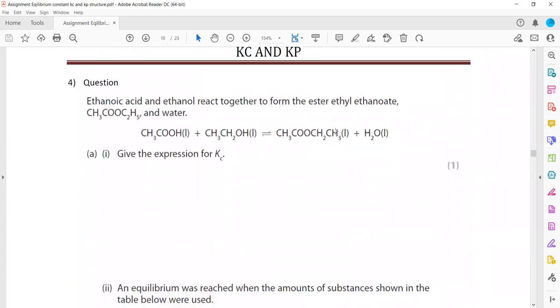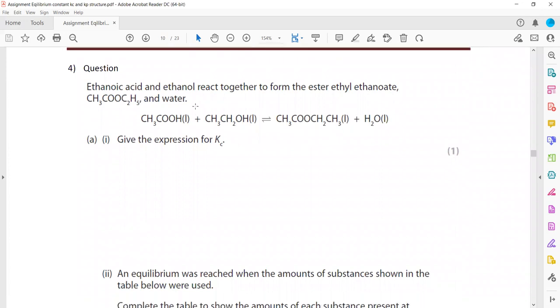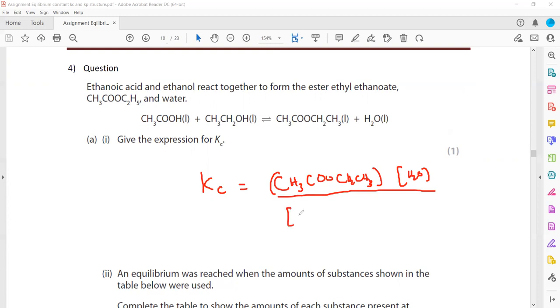In question 4, ethanoic acid and ethanol react to form the ester ethyl ethanoate. We have to write the expression for Kc. So it's a homogeneous equilibrium, like all the reactants and products are in the same state. So we have CH3COOCH2CH3, then H2O water, divided by CH3COOH and then CH3CH2OH. So Kc is the product divided by reactant.